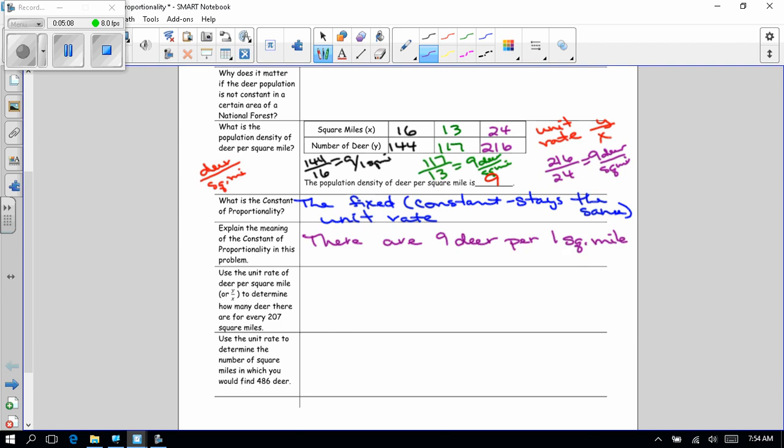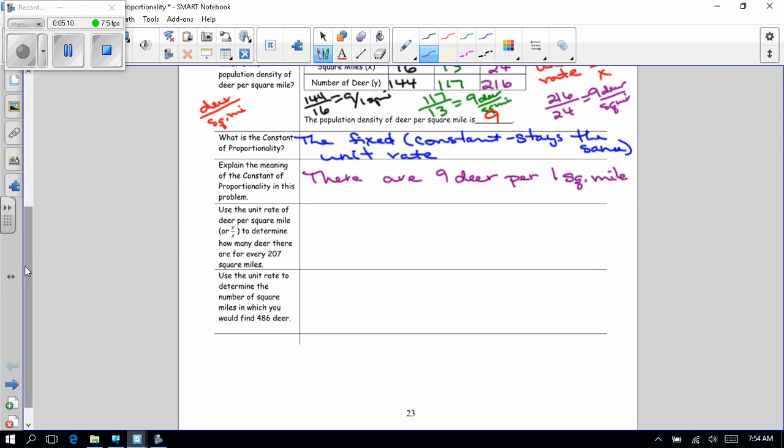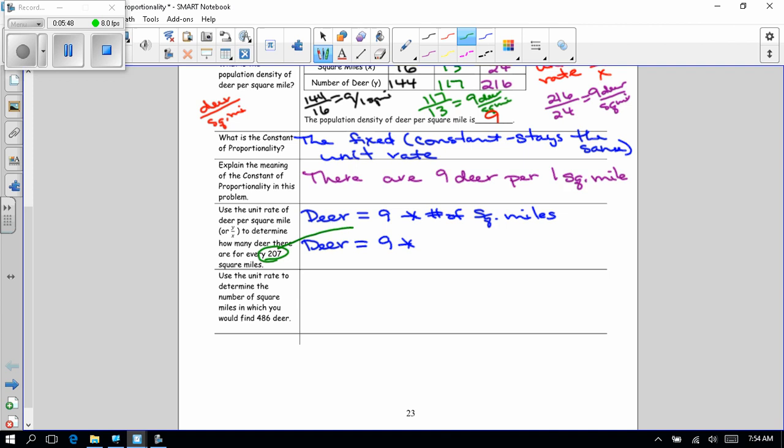All right, so we're supposed to use the unit rate of deer per square mile, or y over x, to determine how many deer there would be if it's 207 square miles, right? So this is a huge park. Think of it like maybe Yellowstone, right? And so how many deer would we have? So what we're going to do is we're going to figure out the number of deer is equal to 9 times the number of square miles. All right, there's my formula in words. So the number of deer is equal to 9 times, now in this problem, it's 207.